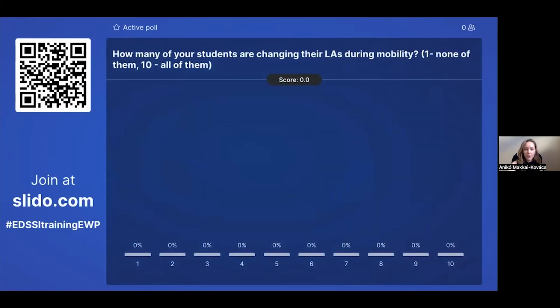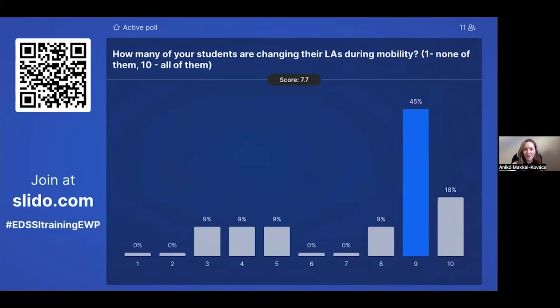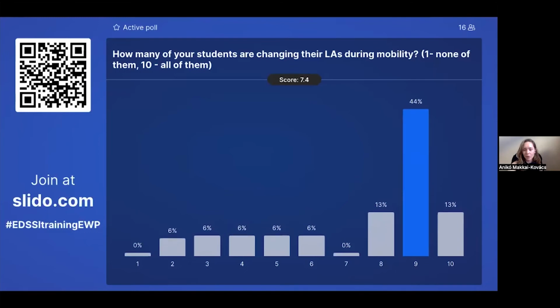And another question: how many of your students are changing their learning agreements during the mobility? Paul emphasized that changes in the learning agreement are rather the rule than the exception, if I remember correctly. And this is also my experience. So yeah, if you can estimate, exactly. Almost all of them.